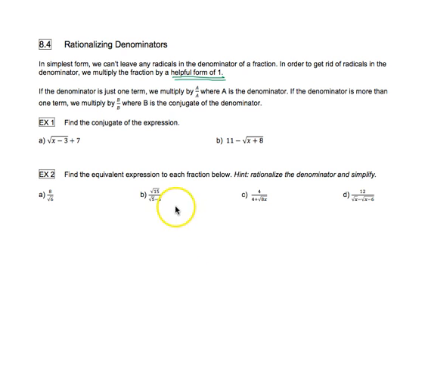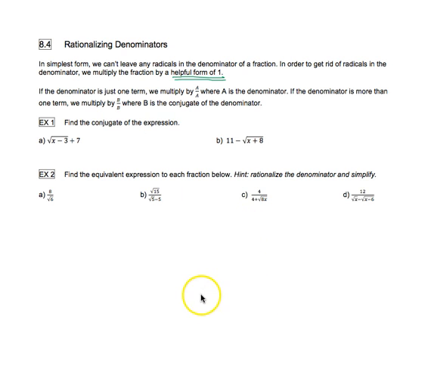If the denominator is more than one term, so a binomial like you see in B, C, and D down here, then we multiply by B over B, where B is the conjugate of the denominator. So we've worked on conjugates several times. So our helpful form of 1 changes depending upon what our denominator looks like.